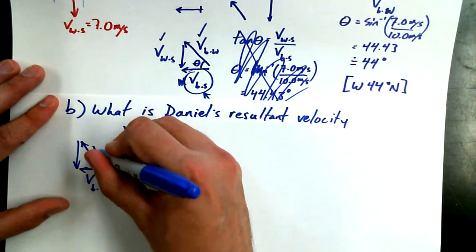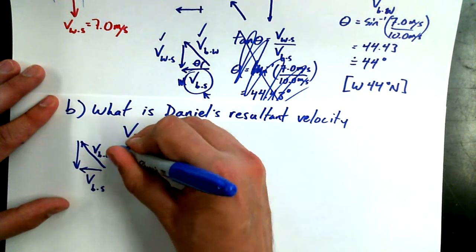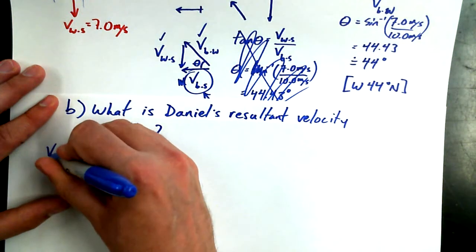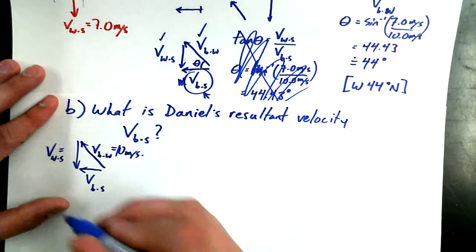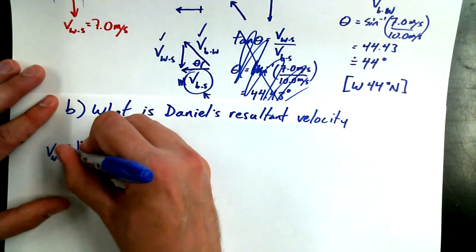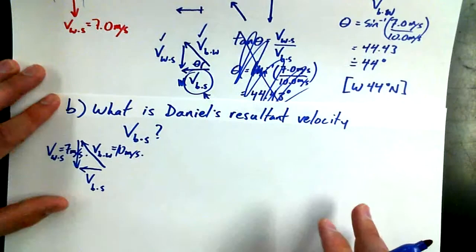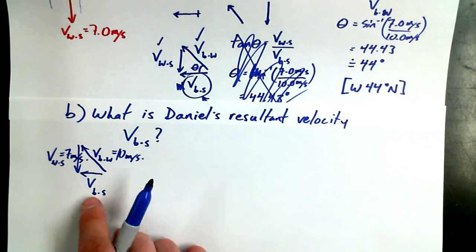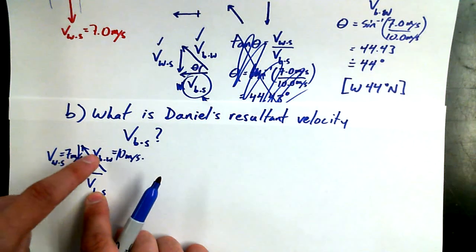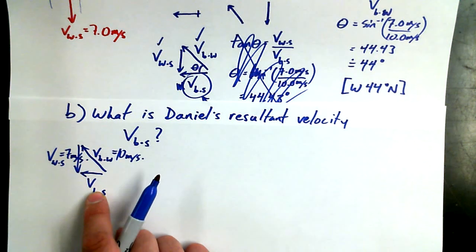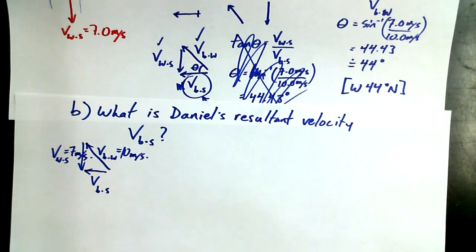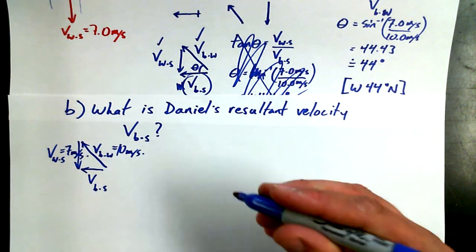I know that the velocity of the boat relative to the water is 10 meters per second, and the velocity of the water relative to the shore, we said, was 7 meters per second. Now this is another thing I don't want to mess up. A lot of people will say, oh, VBS squared is equal to 10 squared plus 7 squared, all square rooted. Right or wrong? Wrong. That's not the hypotenuse.